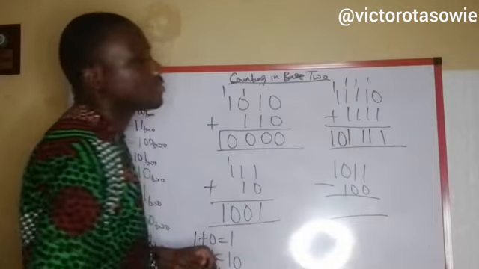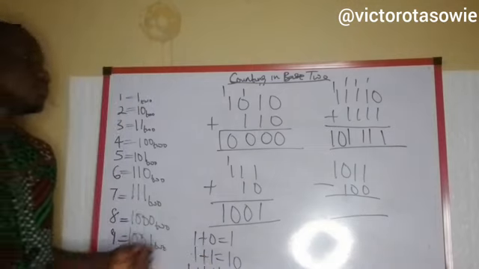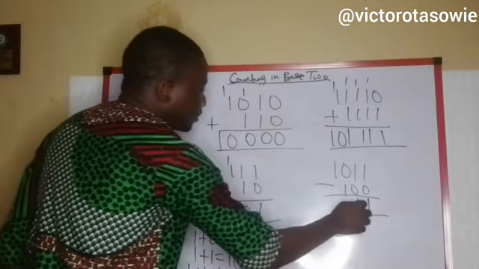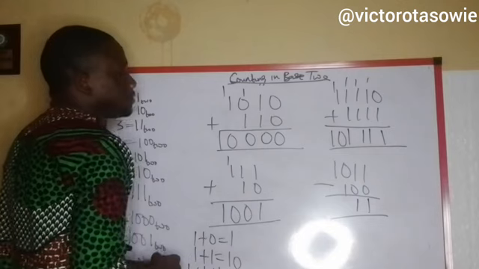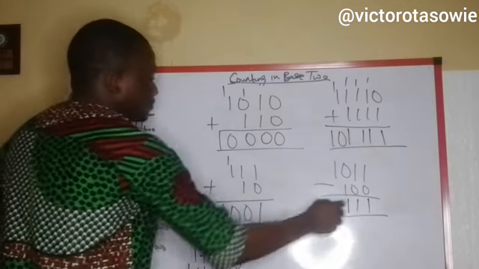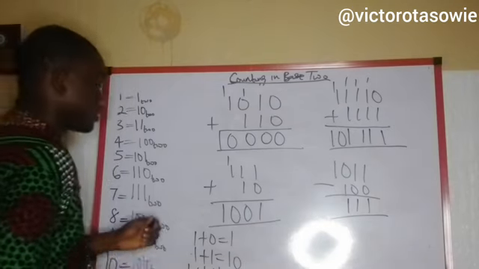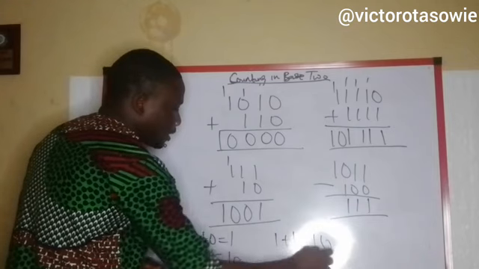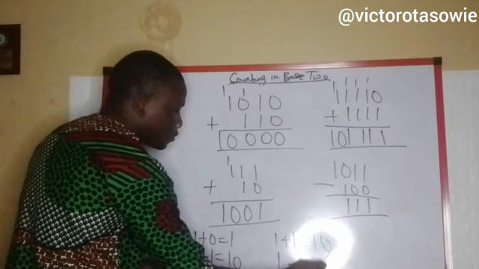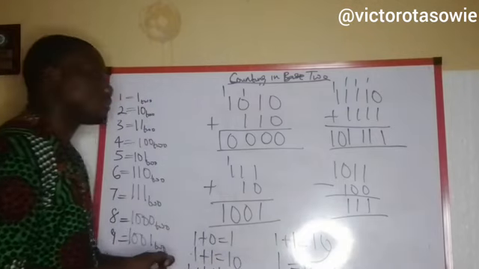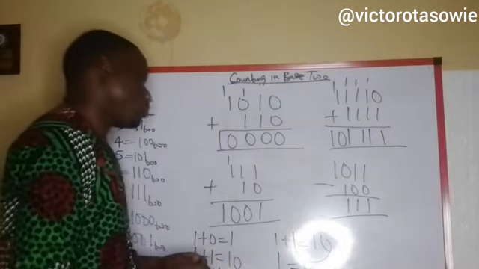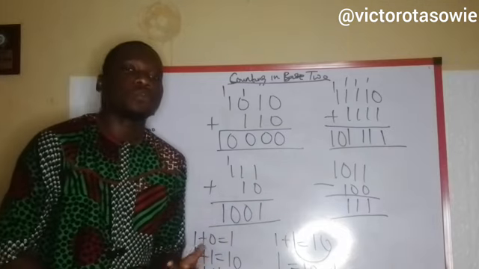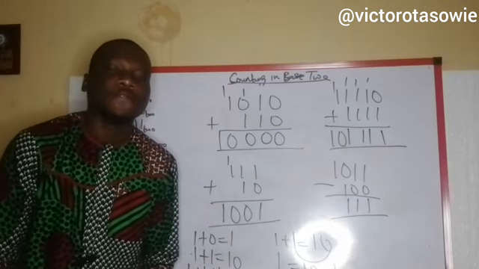Then in this case, where you are subtracting, 1 minus 0 will give you 1. But if you are subtracting 1 from 10, it will give you 1. Because you know that if 1 plus 1 is equal to 10, so if you now take this 1 here, it will be 1 equal to 10 minus 1. So meaning that 10 minus 1 will give you 1.